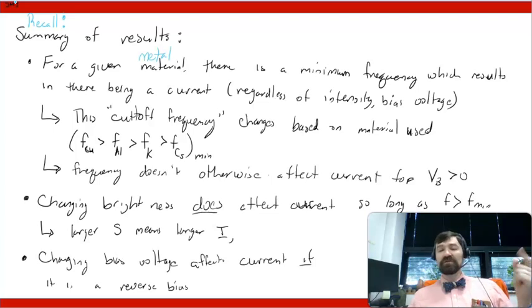So changing the frequency of the light doesn't mean that you get more or less current, as long as you're above that cutoff frequency. On the other hand, changing the brightness of the light does affect the current, again provided that your light frequency is above that cutoff frequency for the material. So if I double my intensity S, then I typically also double my current I, provided that my frequency is sufficiently high, and also provided, of course, that we're not doing something strange with a reverse bias.